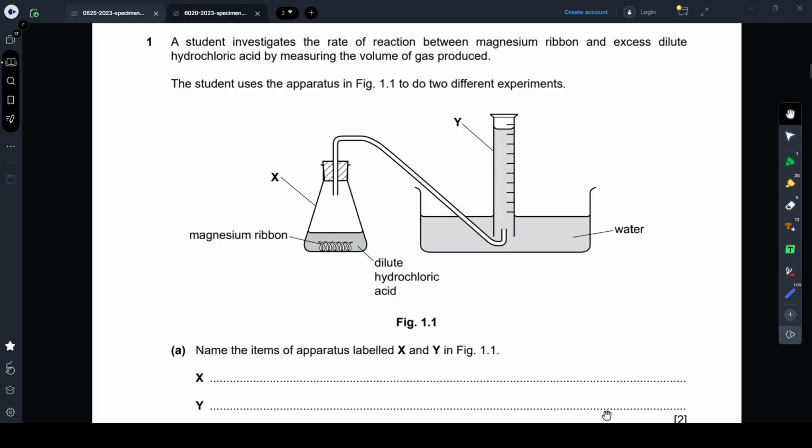Now here it is. A student investigates the rate of reaction between magnesium ribbon and excess dilute hydrochloric acid. So what you can do when you're answering this, you're like, okay, fine. They're putting a metal and acid. So what are you going to get out of that? You have metal plus acid. And what does that give you? Hydrochloric acid for this situation we are in. So you've got magnesium plus hydrochloric acid will give you what?